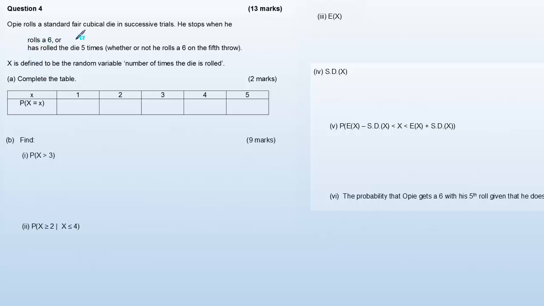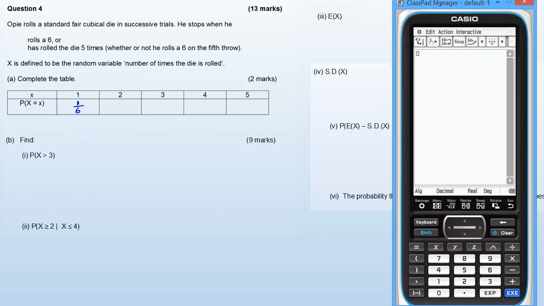OP rolls a standard fair cubical die in successive trials. He stops when he rolls a 6 or has rolled the die 5 times, whether or not he rolls a 6 on the 5th throw. X is defined to be the random variable number of times the die is rolled. So if he gets a 6 on the first go, he's going to stop there. So the probability he only rolls once is just 1/6, the probability of getting a 6.